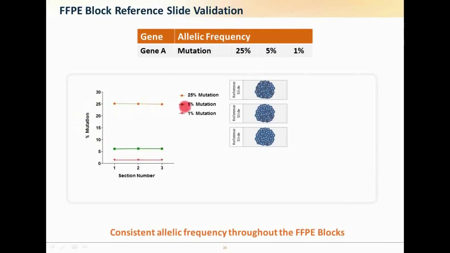Likewise, we've generated a 5% mutation block. Again, that comes out slightly higher than 5, but it's within the expected range. And then we've also got as low as a 1% mutation.